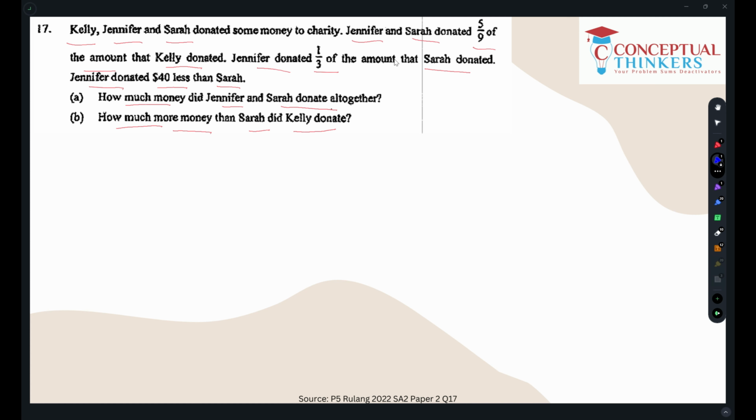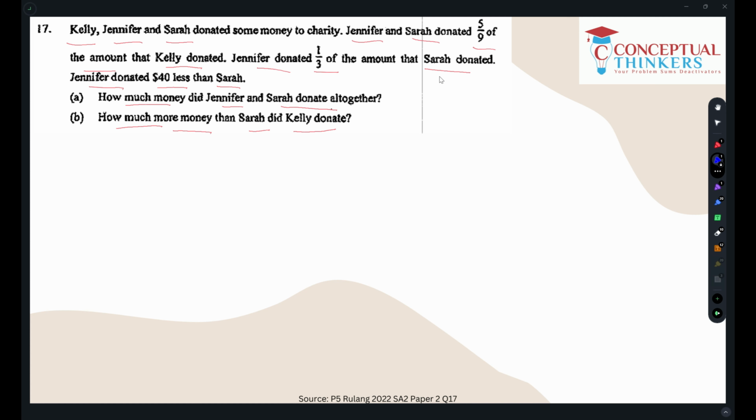Now, the first comparison here that we have is Jennifer and Sarah donated 5/9 of the amount that Kelly donated. So we can do a ratio to do a comparison between Jennifer plus Sarah against Kelly. Then next we also have Jennifer donated 1/3 of the amount of money that Sarah donated. So we can do another ratio, that is a comparison between Jennifer and Sarah.